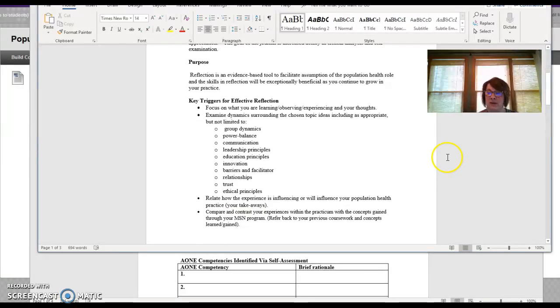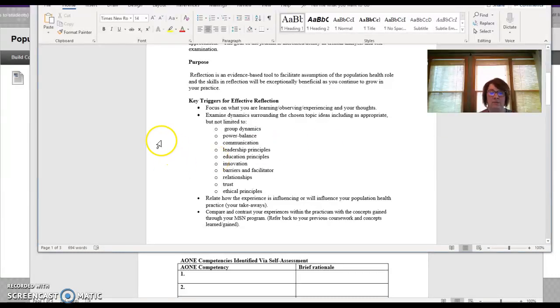This is an evidence-based practice as far as education and developing those reflective skills. Again, it is evidence-based for those in leadership and educator roles to help expand their practice. So this is really an important component of the course.